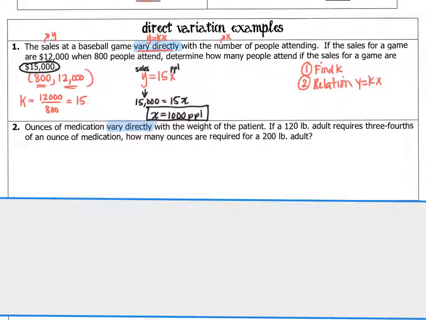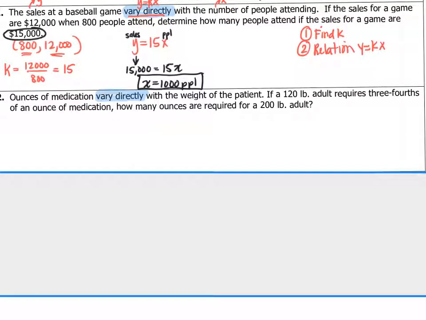Here's number 2. Ounces of medication vary directly with the weight of the patient. Notice how it says varies directly, which means it follows the relationship y equals kx. And my two variables that I'm going to distinguish are ounces of meds and weight of the patient. The weight of the patient is the independent variable, and the ounces of meds is dependent on the weight of the patient. So weight is x and ounces is y. If a 120-pound patient requires 3/4 ounces of medication, how many ounces are required for a 200-pound adult?